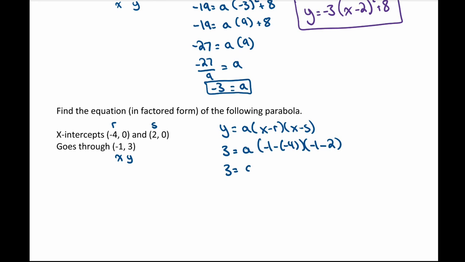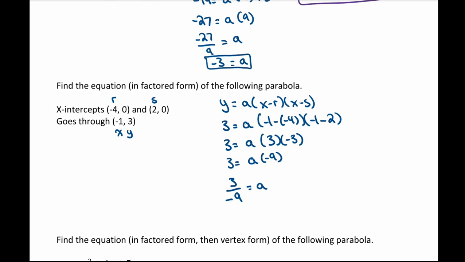I'm going to go through and simplify. So -1 minus -4 becomes -1 plus 4. So we get 3 times -1 minus 2. So 3 equals a times -3, which is -9. To get a by itself, I'm going to move the -9 over, and it becomes 3 divided by -9 equals a, and I get -1 over 3 equals a.